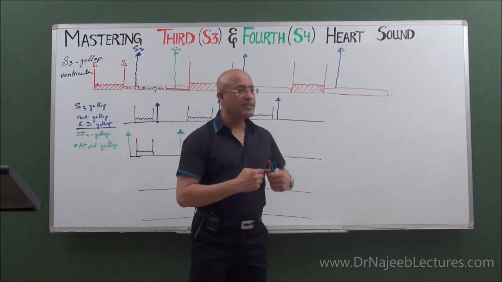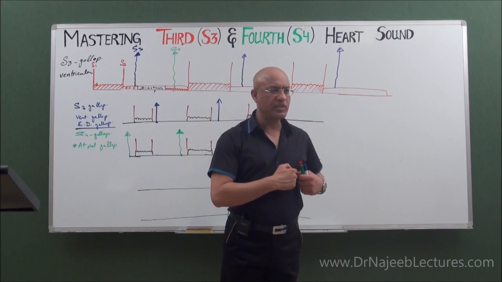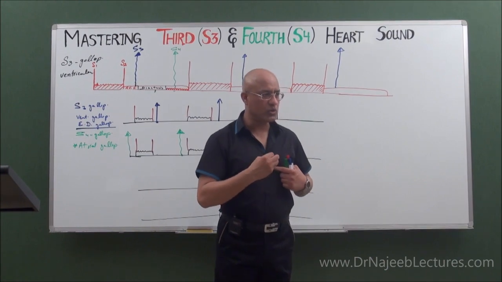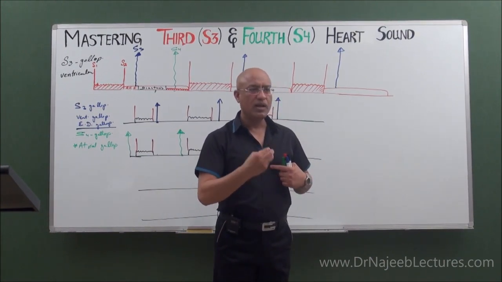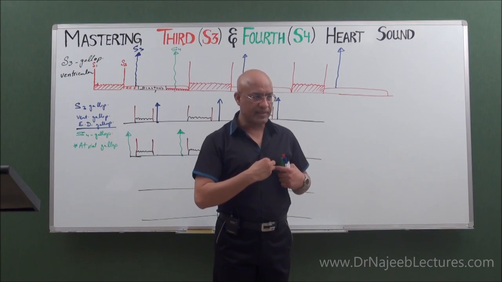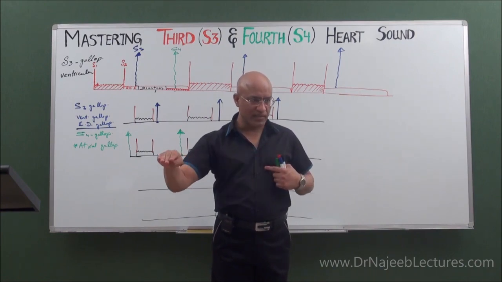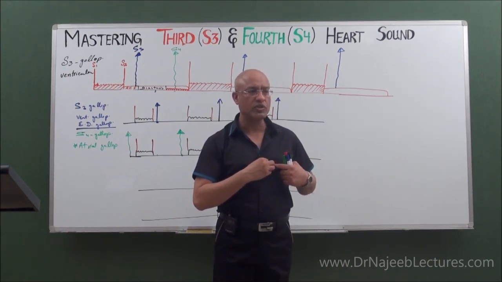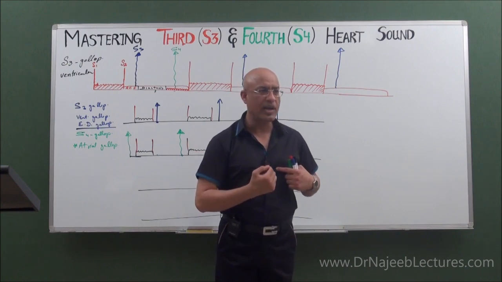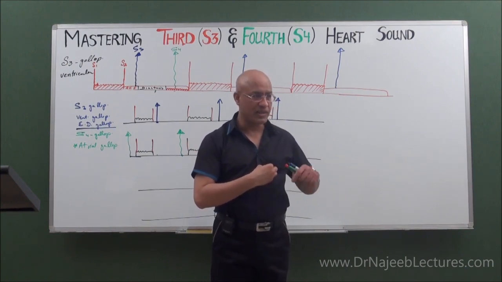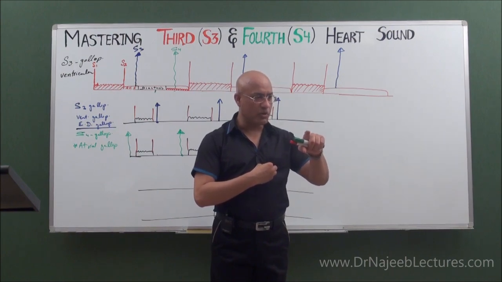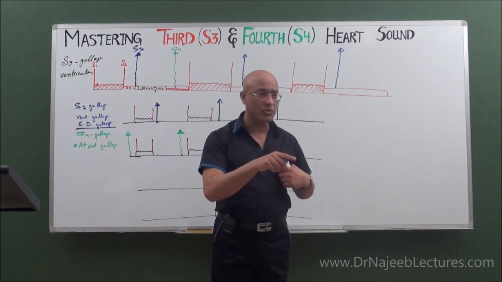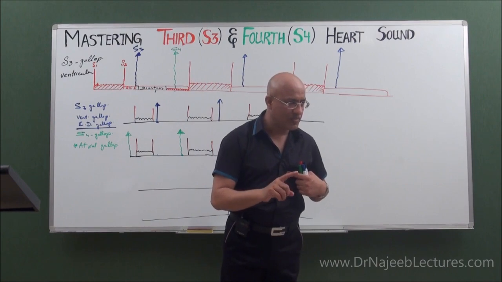But remember one thing, these sounds may also be present, though less often, in the right ventricle. If you want to hear S3 or S4 generated in the right ventricle, the patient should be lying on his back, and you should put your bell in the fourth intercostal space at the left lower parasternal border, where the right ventricle is nearest to the chest wall. If you hear third or fourth sounds there, these are right-sided sounds.